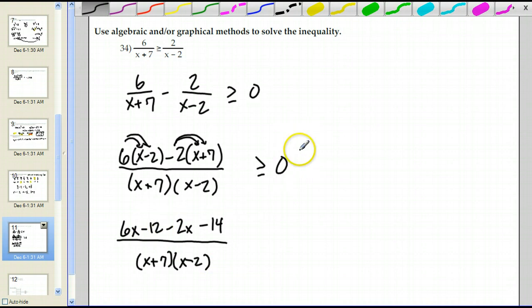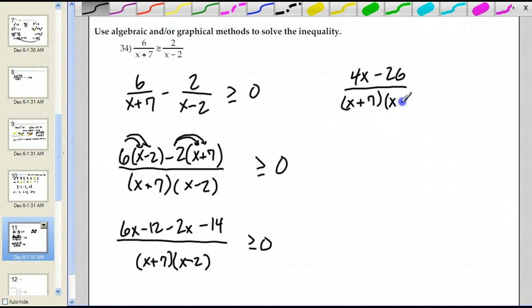Alright, combine your like terms. This is still greater than 0. You got a 6x minus 2x is a 4x. Negative 12 minus 14 more is minus 26. X plus 7 times x minus 2. It's fine to leave that down there. You don't need to FOIL that back out because you need to know what makes the denominator 0, and it's easier to see it when it's factored like that than when you FOIL it back out.